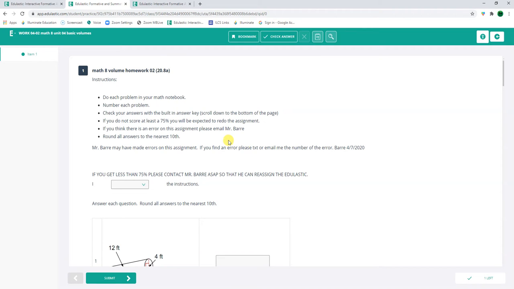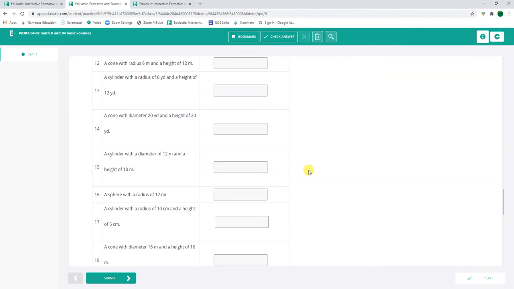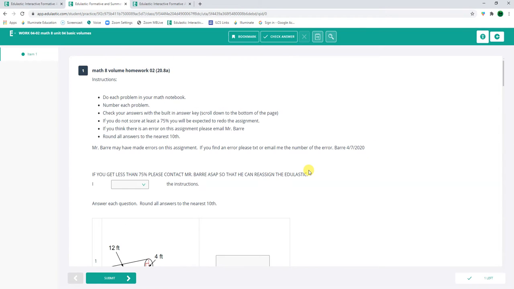Do each problem in your math notebook. Number each problem, check your answers, either using the check answer feature in Edulastic. You also have the answer keys down here. All right, let's do some problems.